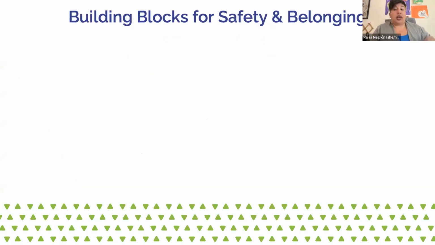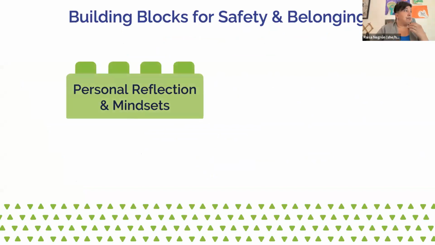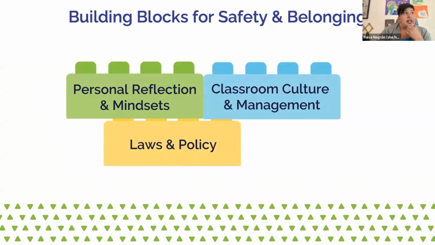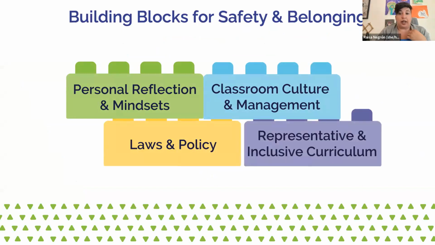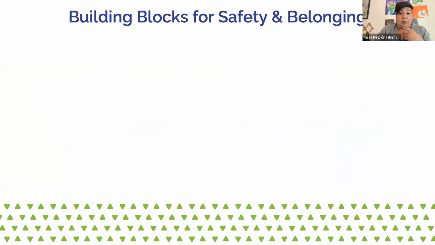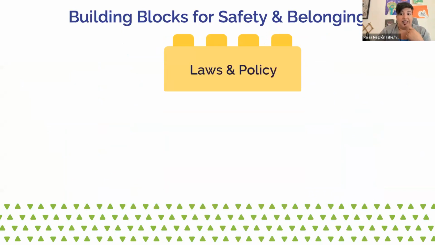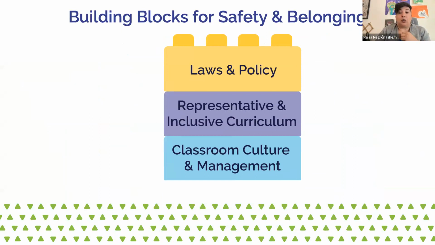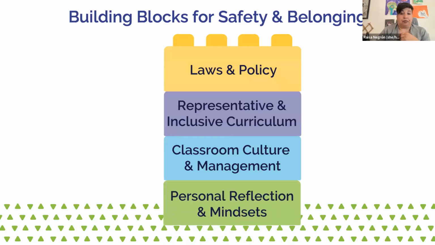Okay, so here's the building blocks that we're going to be exploring. So it's personal reflection and mindsets, laws and policy, classroom culture and management, and then representative and inclusive curriculum. What I want you to know is it is important to know that the order of implementation is not important. What is important here is that these are interdependent with each other rather than sequential to each other.